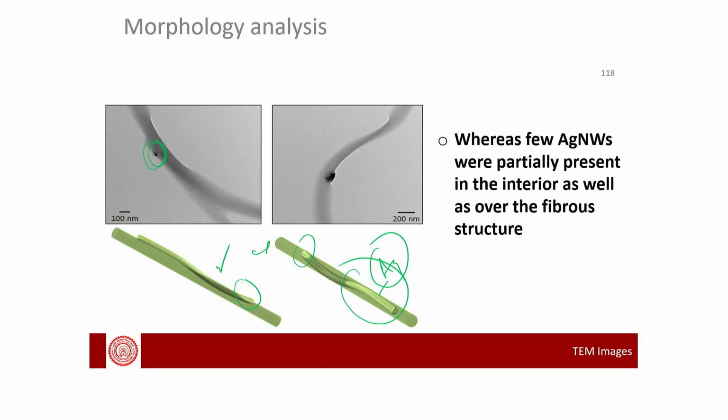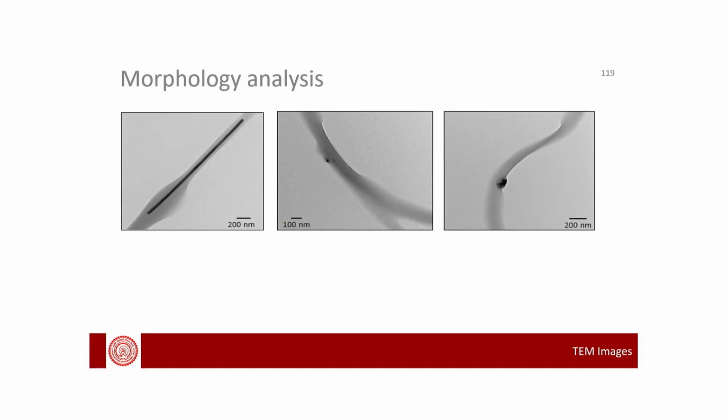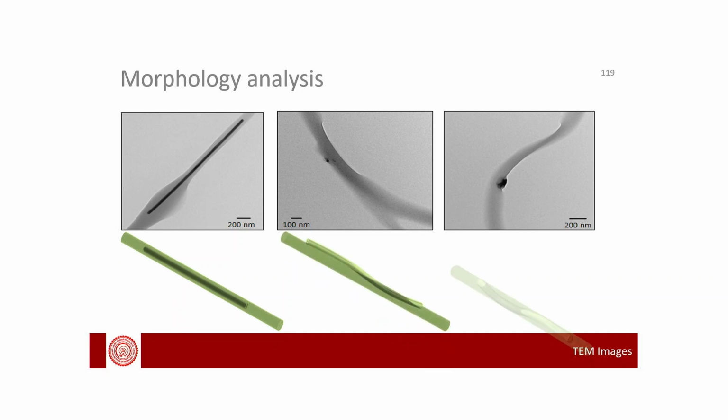So, a few nanowires partially came out from the interior wall. So, these are the different types of nanowire as we have seen. These are the ones completely inside the structure, and partially they have been exposed.